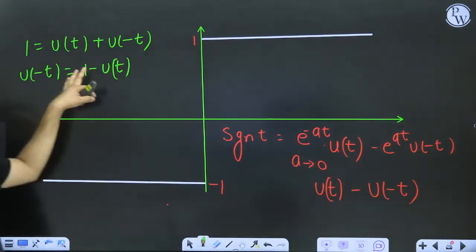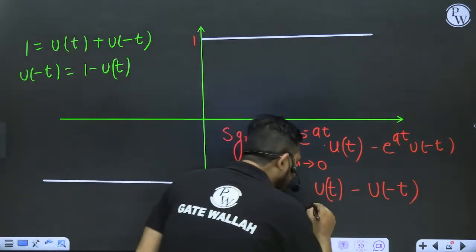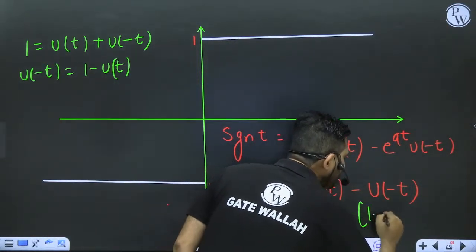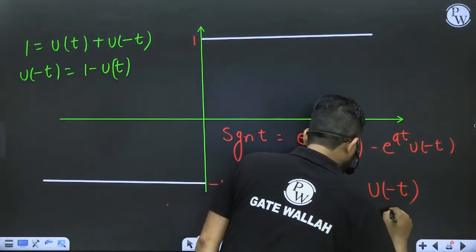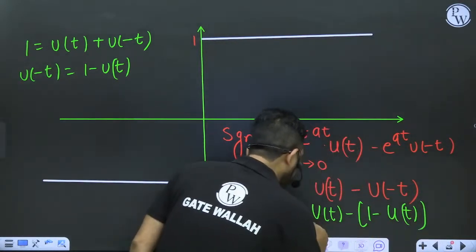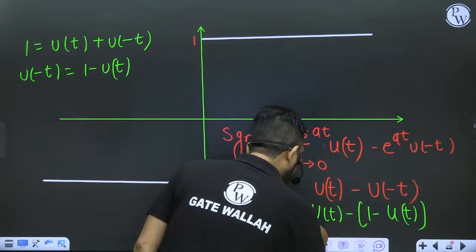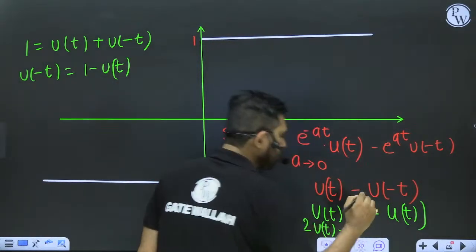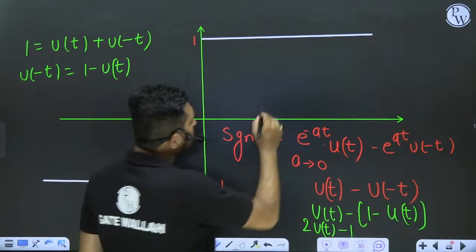And when you substitute this u minus t here, I will get u(t) minus 1 minus u(t). So that I will get this signum t as 2u(t) minus 1. So let's summarize.